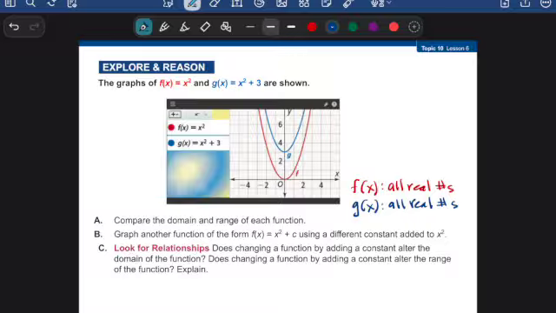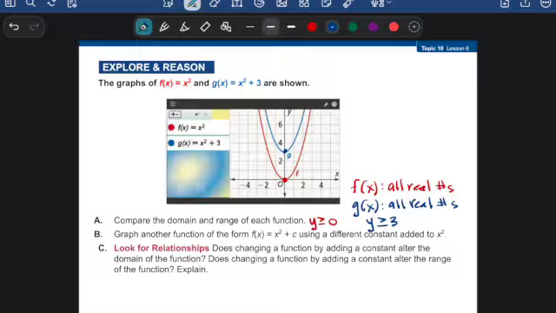How about the range? Remember, the range are all possible output values, and so we need to look where the minimum is, as these are both upward-facing parabolas. For f of x, we have our minimum at 0, so our range is y can be anything greater than or equal to 0. But for g of x, our vertex has shifted up 3 units. So all possible y values can be anything greater than or equal to 3.